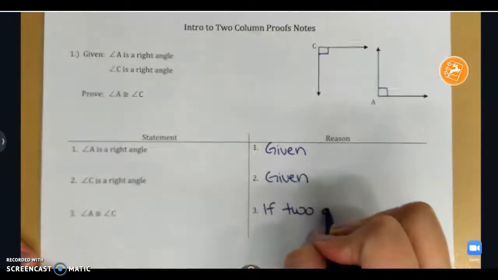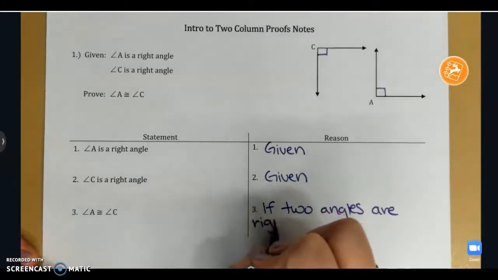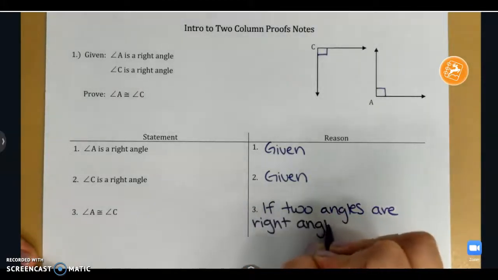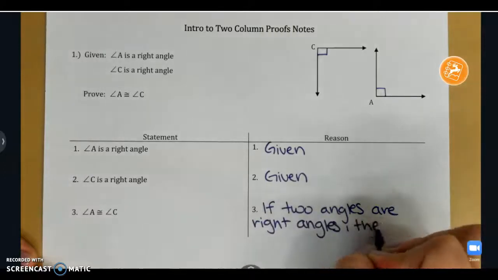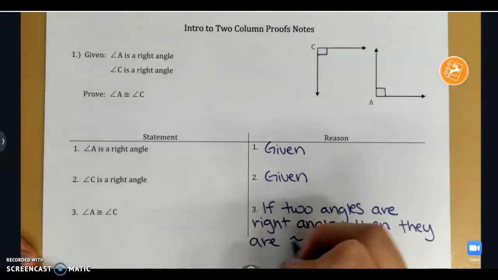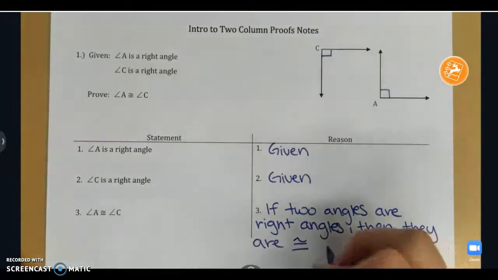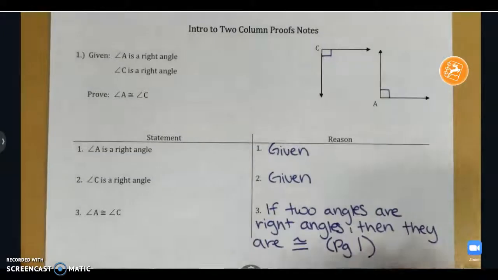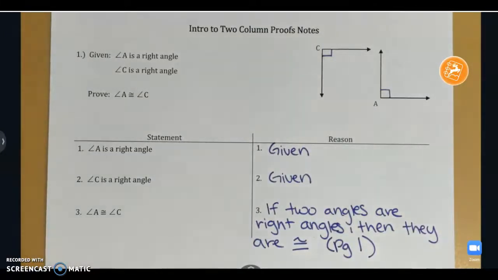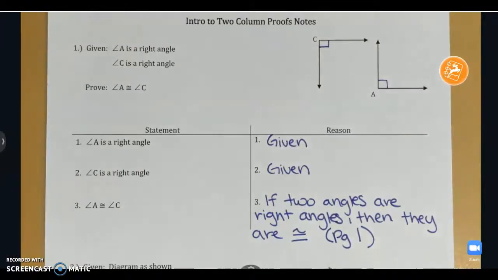If two angles are right angles, then they are congruent. And you can use some symbols and shorthand to save yourself some of that writing. And I'm just going to refer to that this was from page 1 of my dominoes. Okay, so if you look in page 1 of your dominoes, this is page 1, that's where that theorem is. Okay? So that's not too bad, right?